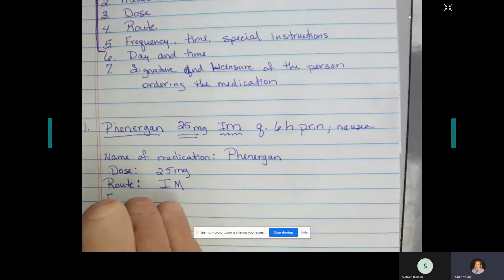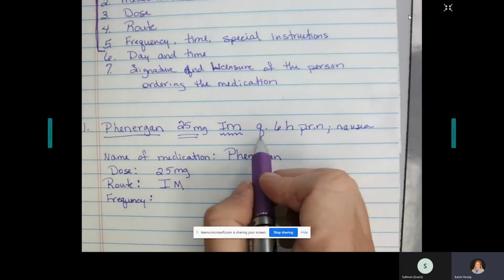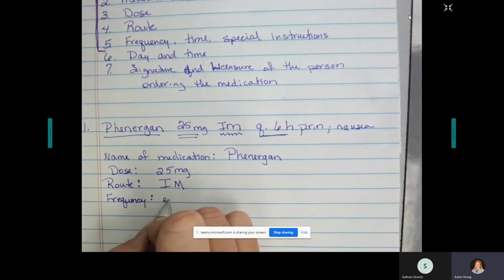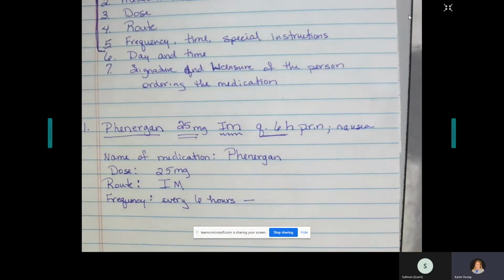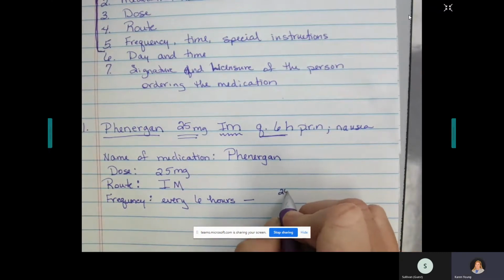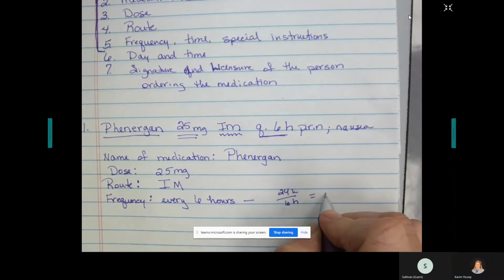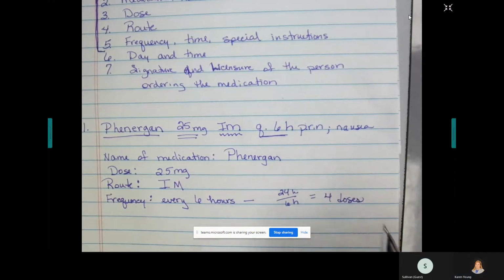My frequency is every 6 hours. And when I ask this, I want it kind of written out. Every 6 hours. If it's every 6 hours, how many doses are you going to give? Okay. In a 24-hour period, how many doses would you give? So you're going to take the 24 hours in a day, divide it by the every 6 hour dose, and I'm going to have 4 doses. Okay, because 24 divided by 6 gives me 4.